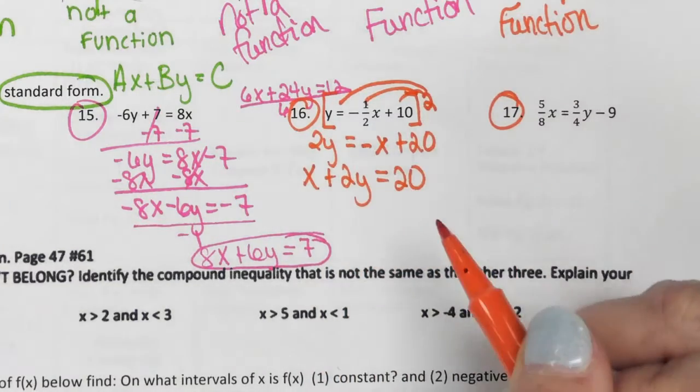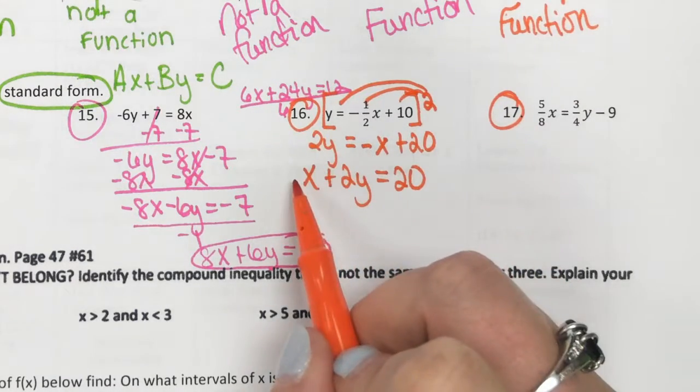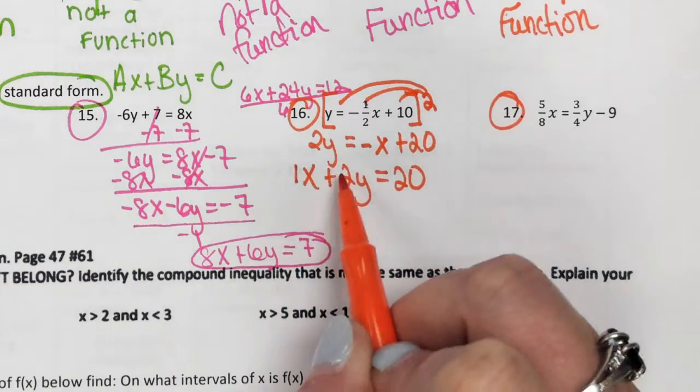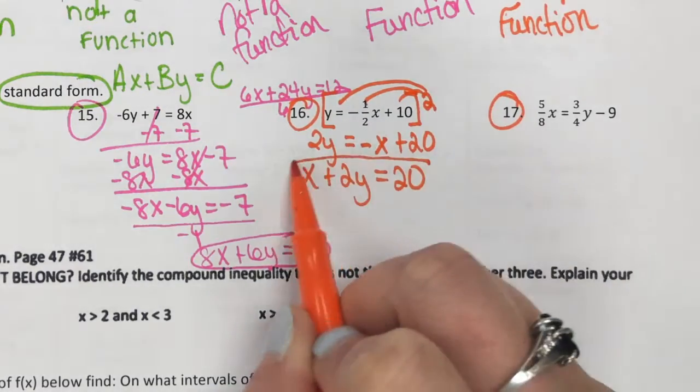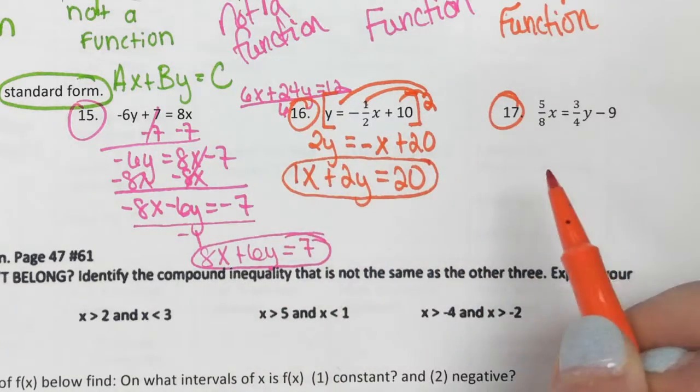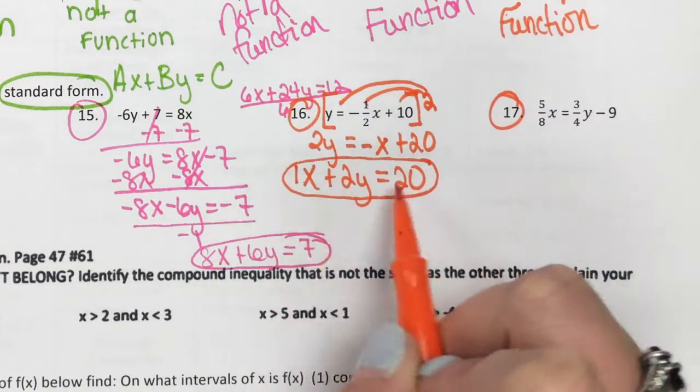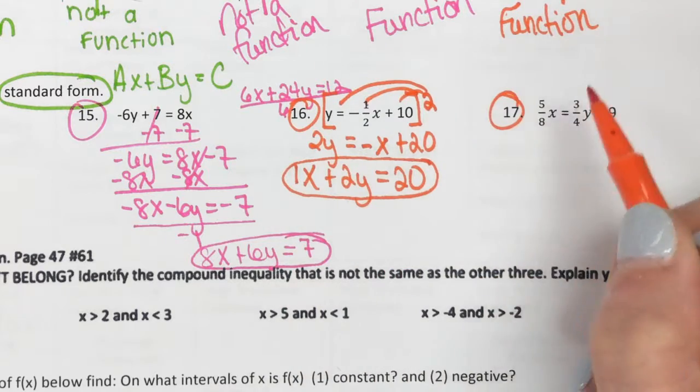All right, do we have any fractions? Do we have any leading negatives? No. What's the GCF between 1, 2, and 20? 1. Just between all 3 of them, okay? Not just between the 2 and the 20, between all 3.